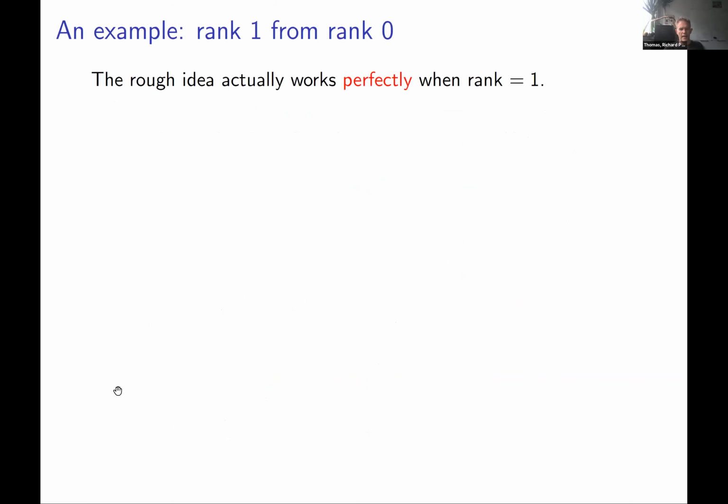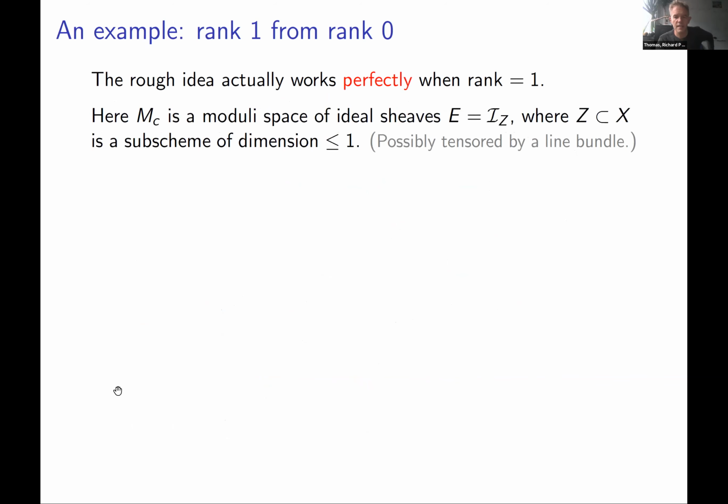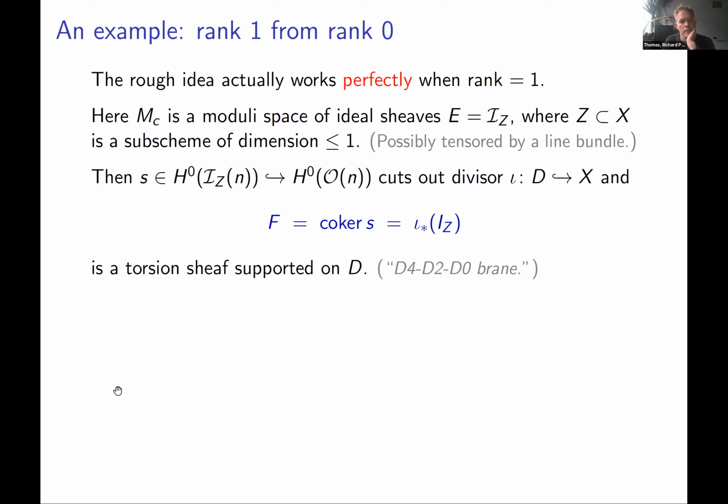Okay, but here's an example where actually the first approximation works perfectly. It's rank one. So let's take rank one sheaves. Up to tensoring by line bundle, they're all ideal sheaves on this threefold. Ideal sheaves of subschemes of dimension less than or equal to one, so curves and points. So M_C is actually a Hilbert scheme. And the corresponding DT invariant just counts curves or curves and points in this class of Z.